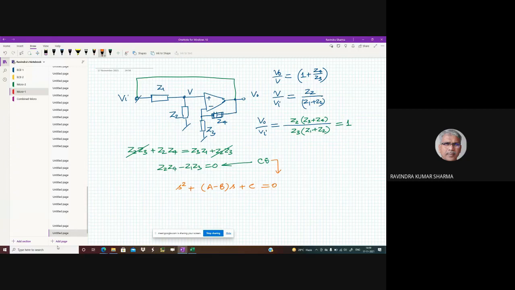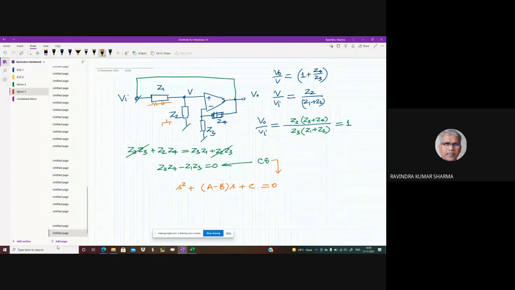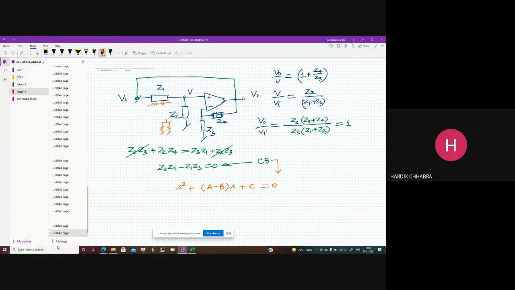एक तो आपको पता है कि Z1 को हम मान लें सीरीज कॉम्बिनेशन ऑफ R एंड C, Z2 को मान लें पैरेलल कॉम्बिनेशन ऑफ R एंड C, है ना? Yes, sir. और यहां हम रखते हैं रेसिस्टर Z3 Z4 पे. करेक्ट.